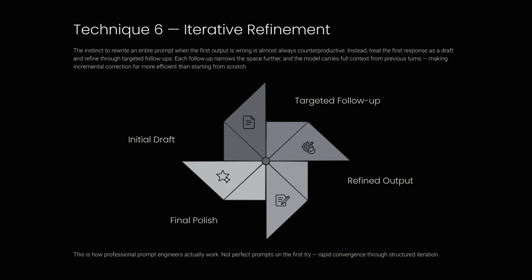Do not rewrite from scratch when the first attempt misses the mark. Instead, treat it as a draft. Use targeted follow-ups to narrow the output. This leverages the full context of the previous turn and is far more efficient.